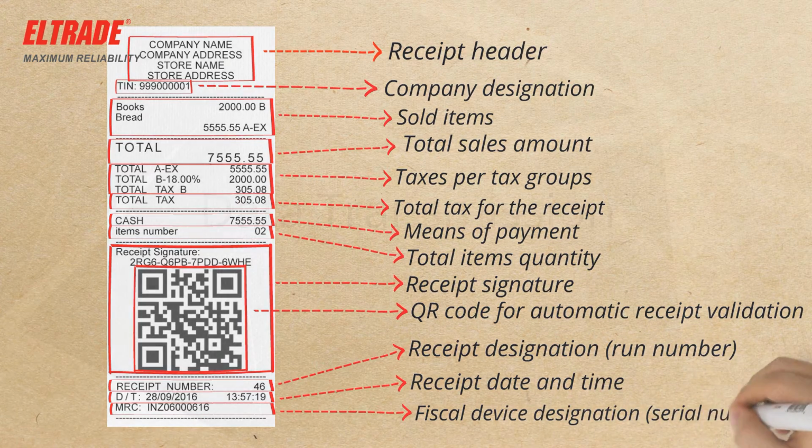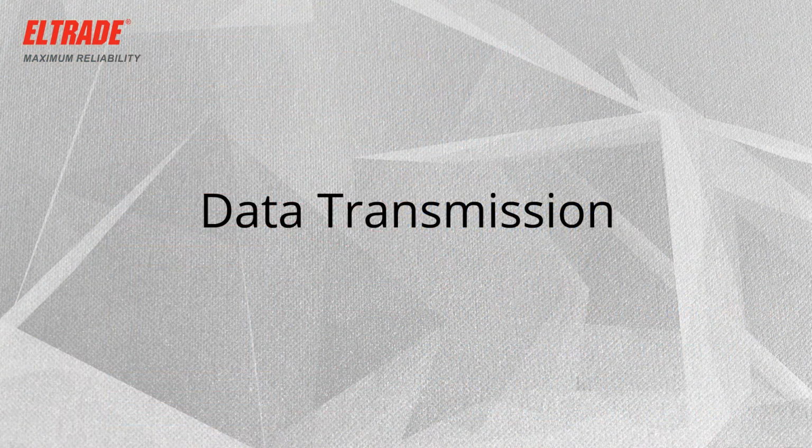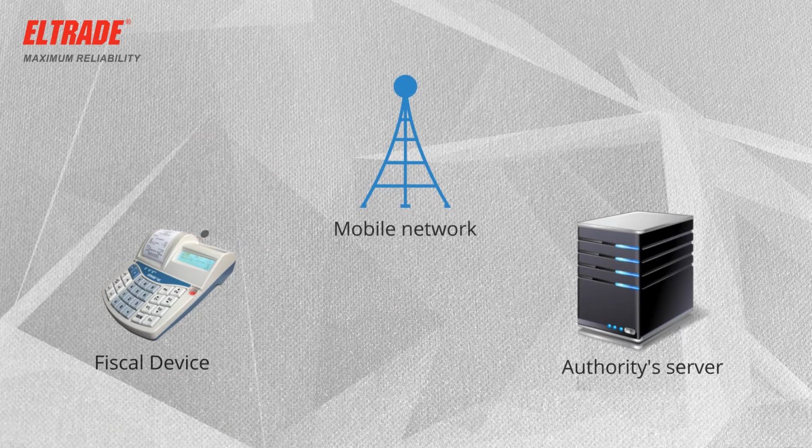serial number. To provide sufficient monitoring and control features to the revenue authorities, all recent fiscal system implementations are using mobile connection. Through this connection, the fiscal devices are sending information for all registered sales, and the tax officers are able to track their activities.